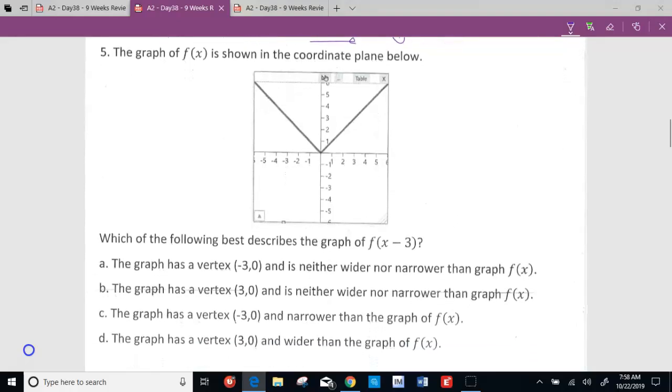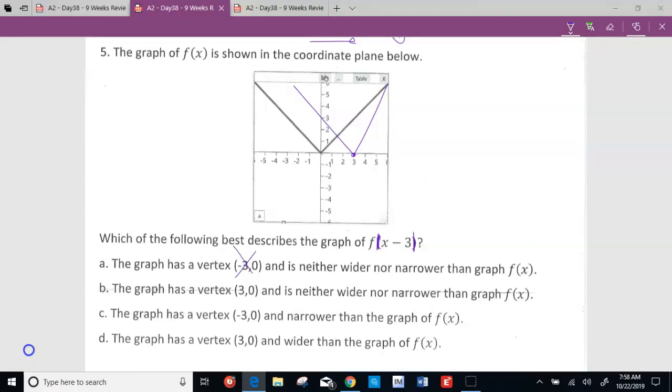The question here is, the graph of f of x is shown in the coordinate plane below. Which of the following best describes the graph of f of x, and these should be absolute value bars. So our absolute value of x minus 3. Well, when we have the absolute value of x minus 3, that means it's going to be shifted to the right. Now, we have no other number in front, so it's going to be the same basic graph with no change. So it's going to have a vertex at 3, 0.